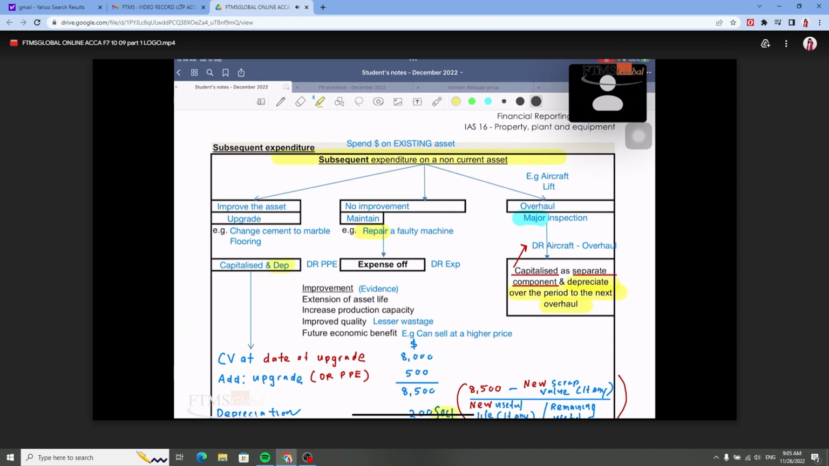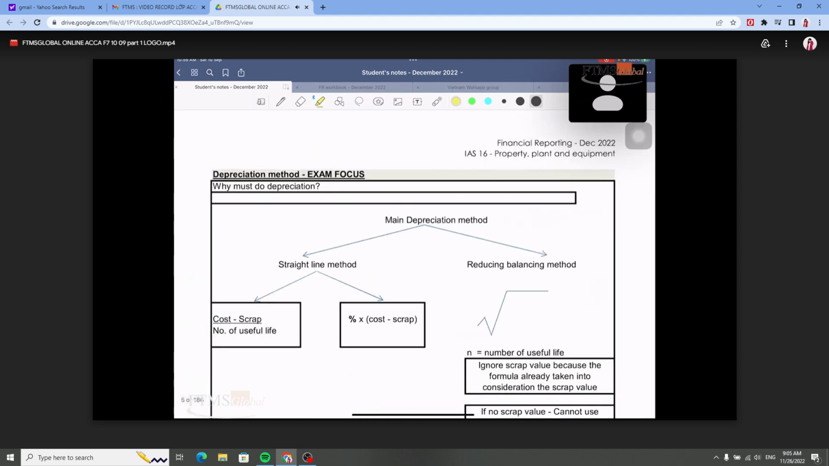All right, next. This part is just a little theory to cater for Section A. The first question is: why must we do depreciation? Somebody says must do. Who is that somebody? The somebody definitely is not me. The somebody is called the framework. The framework says we must do depreciation.